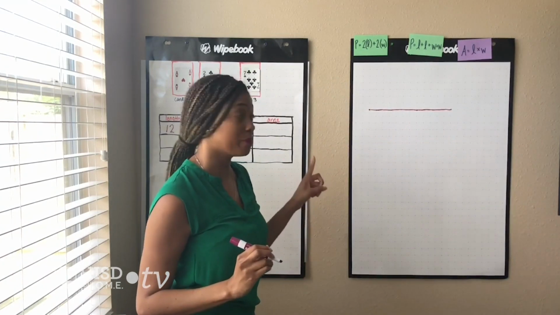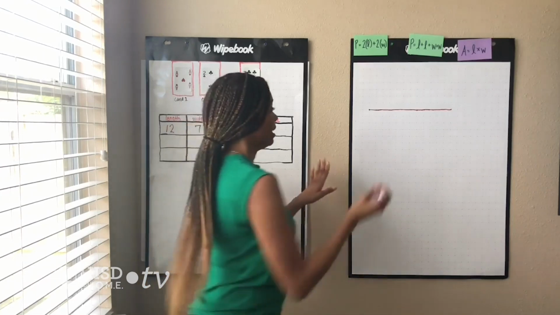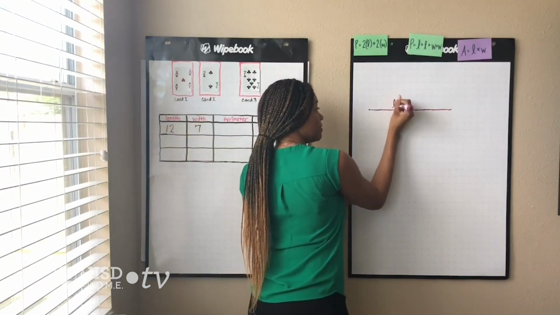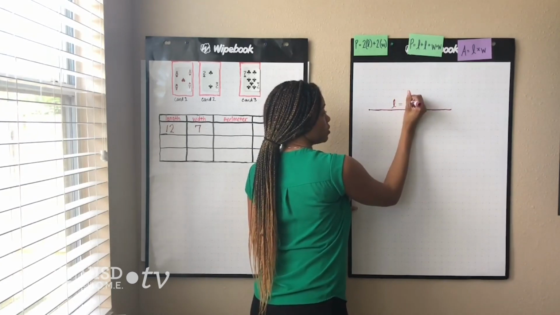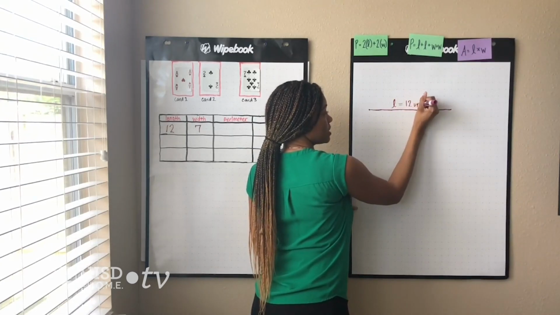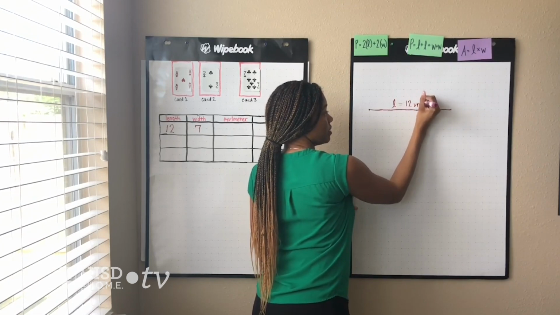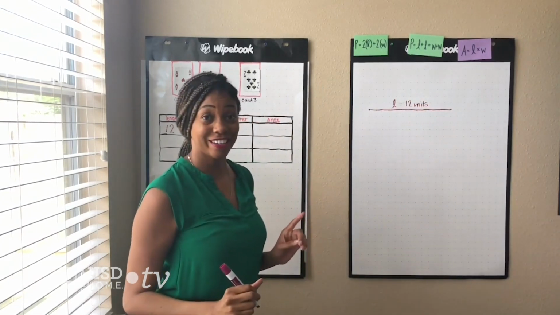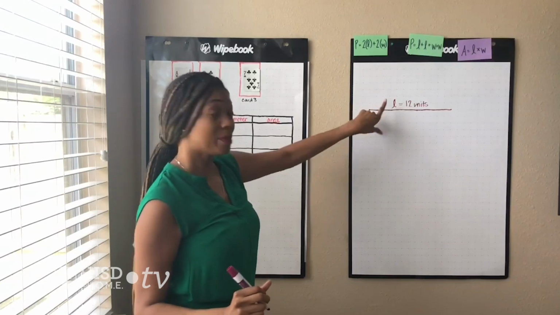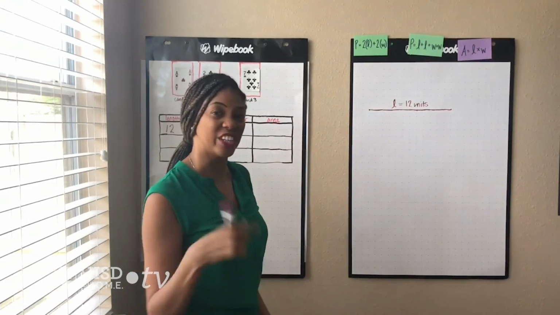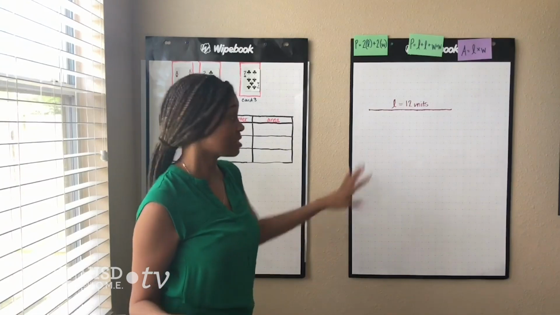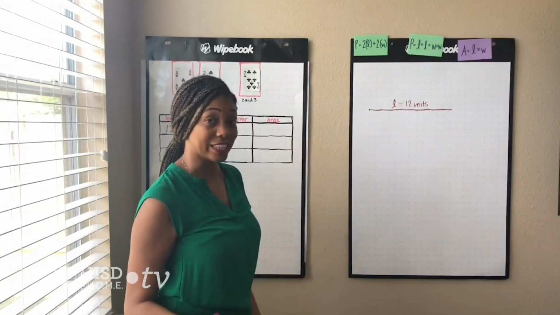I want to make sure I remember that, so I'm going to label it. And I'm going to label it by putting the cursive letter L, and I'm going to say equals 12 units. Okay? And remember, the cursive letter L represents length because I didn't want to put a 1 to kind of confuse us. So the L is for length.